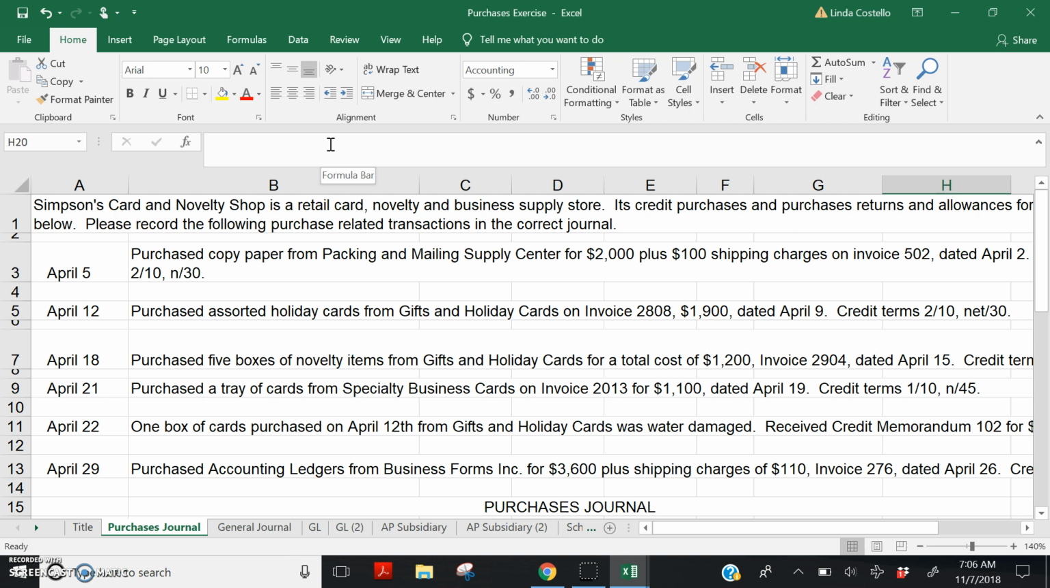Credit terms for this purchase were $210 net 30. In other words, we can take a 2% discount on the $2,000 purchase amount if we pay the invoice within 10 days. Otherwise, we have to pay the entire amount within 30 days. You should note that the purchase discount is not frequently offered on shipping charges.